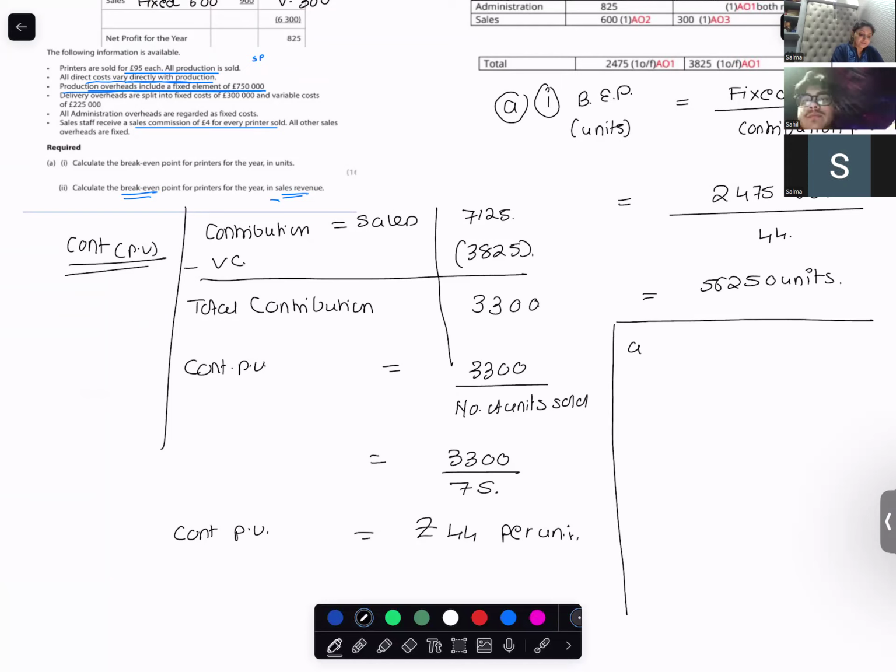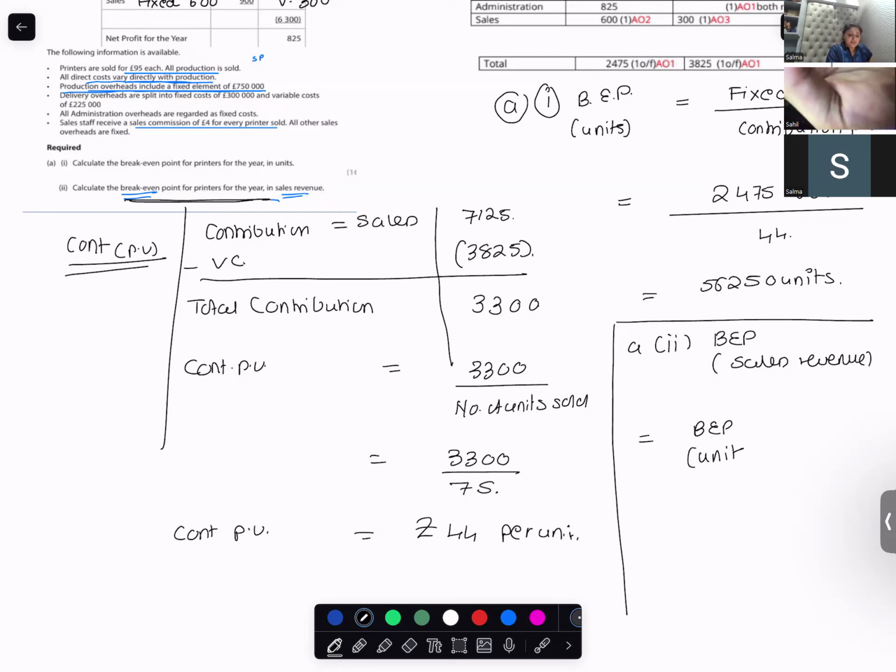Now A2. What is A2 asking? Calculate the break-even point for printers for the year and sales revenue. Break-even point in sales revenue. So you have the number of units, so you can just multiply it with the selling price.